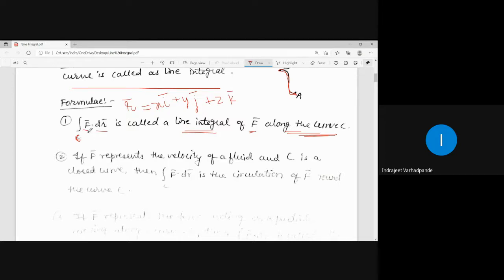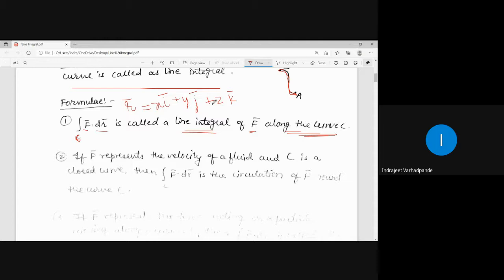So line integral of f bar over curve C will be given by f bar dot dr bar. This is the line integral of f bar. How will we find dr bar? From the position vector r bar, taking out the differential of it. So xi plus yj plus zk is the standard position vector. The dr bar will be the differential represented by dxi plus dyj plus dzk.